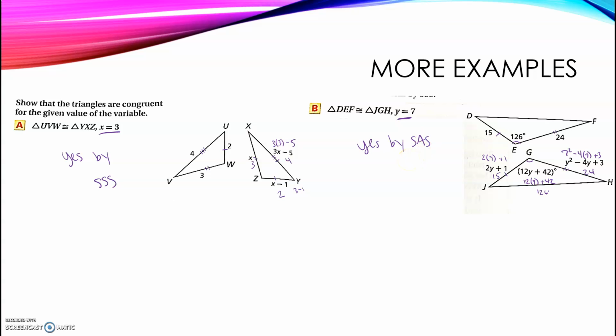So show me the actual plugging in, just like I showed here, right? 7 squared, 4 times 7. So 49 minus 28, and then add 3. I want to see the actual math. Okay, so show me the math, and then you're just proving to me yes by side, side, side, or yes by side, angle, side.